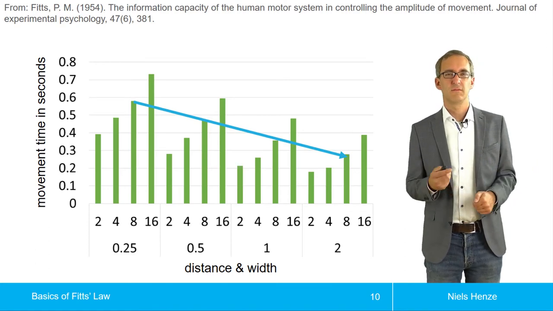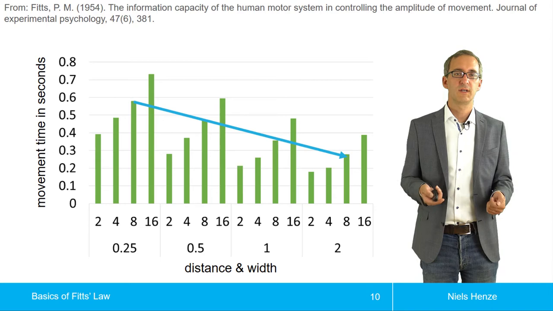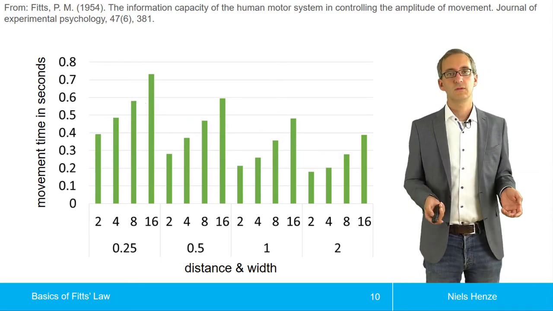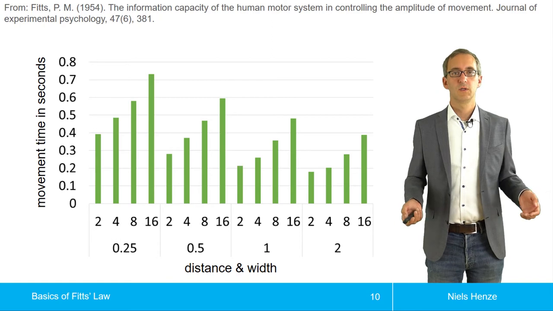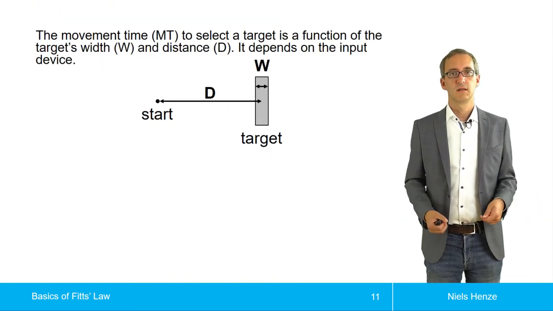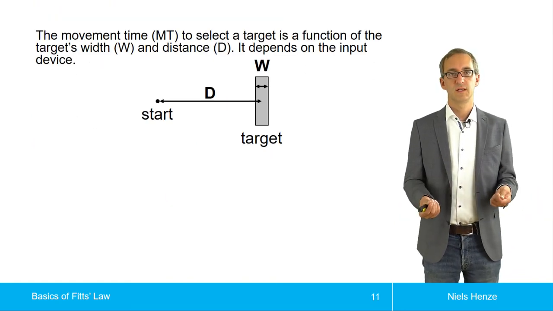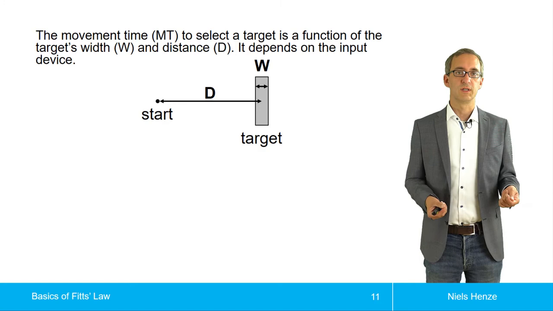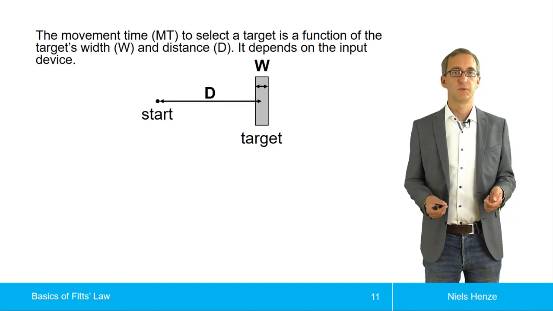Then, yeah, well, we have some intuition about it, but we cannot really come up with a number. So he also couldn't do that. So he went on and he tried to put this into an equation. So you had three different components to work with. The first one is the movement time. That's what you want to predict.